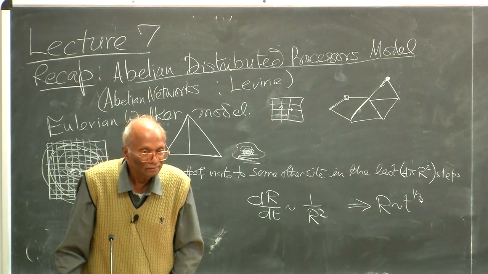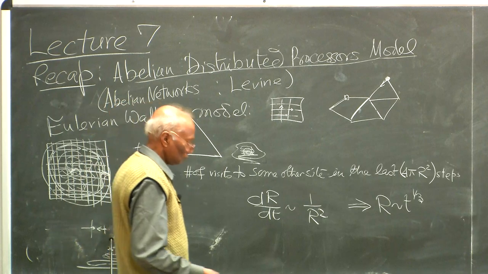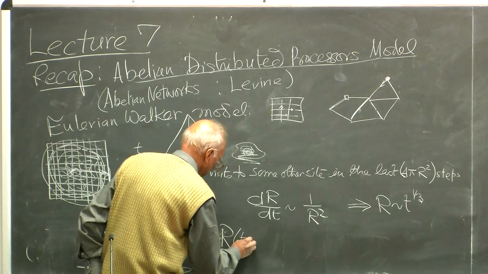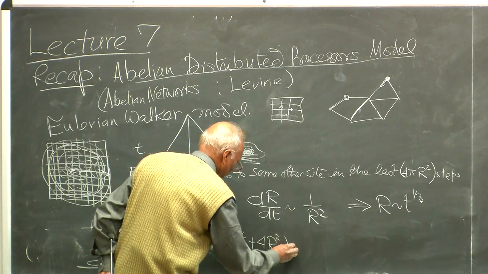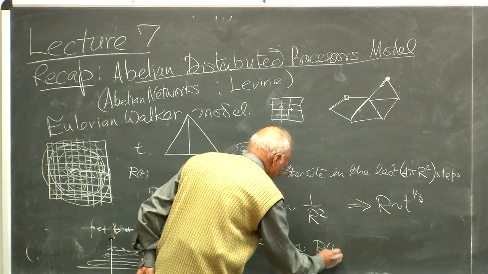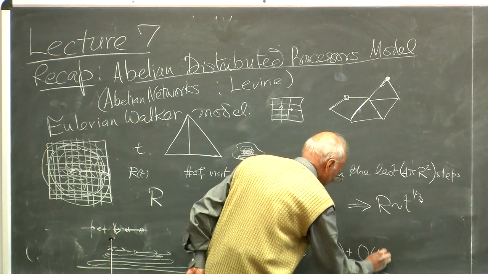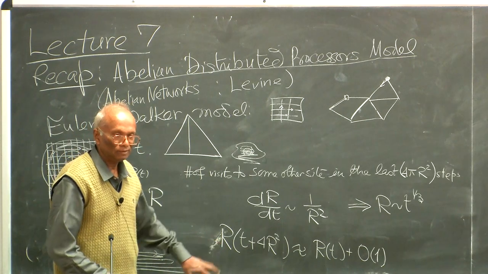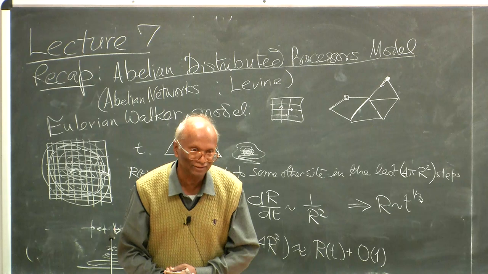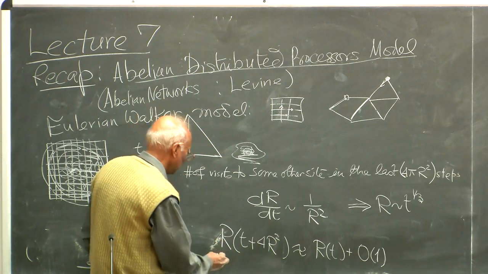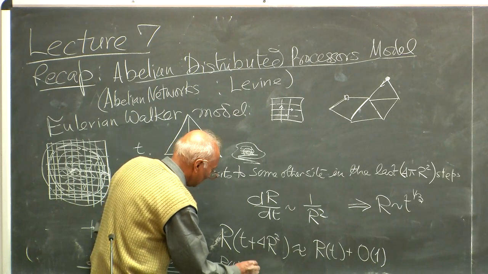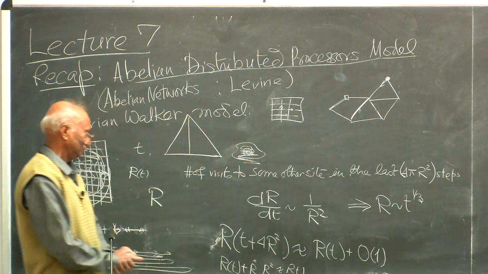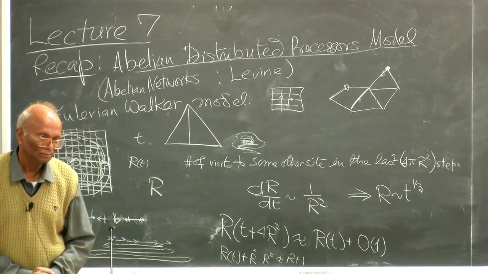Sorry. Yes. Why is the derivative of R with respect to time 1 over R squared? So very good. I said that R at T plus 4 R squared is more or less equal to R at T plus order 1. This is the argument. This was said in words. I didn't write down an equation. But if you accept this and then you write R of T plus R dot into R squared equal to R plus 1, then you get this equation.